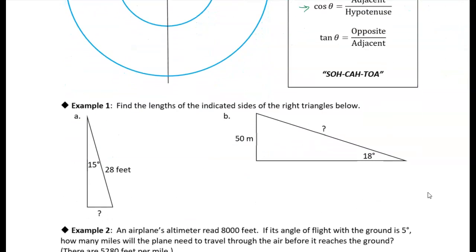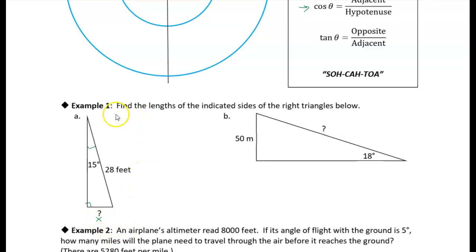So let's take a look at example 1. Here we have 1a and 1b. In 1a, we're given a right triangle. We're going to assume this is a right triangle. It doesn't have a little symbol here, but I can draw that in. One of the angles is 15 degrees. This smaller angle up here is 15 degrees. And we're given that the hypotenuse is 28 feet. We're asked to find this indicated length with a question mark. I could call that x. Let's just call that x.